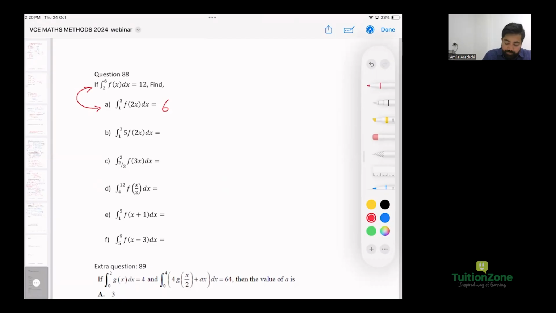What's the answer B? Just take the 5 out, which is 5 times 6, isn't it? 30. All right. Hurry. What's the answer to the next one? What actually happened on the C? It's a dilation of 1 over 3 from the y-axis. So what does the answer become? 4. Perfect.